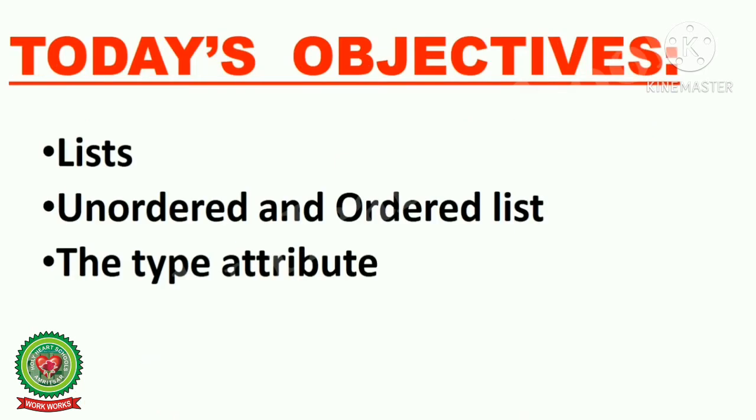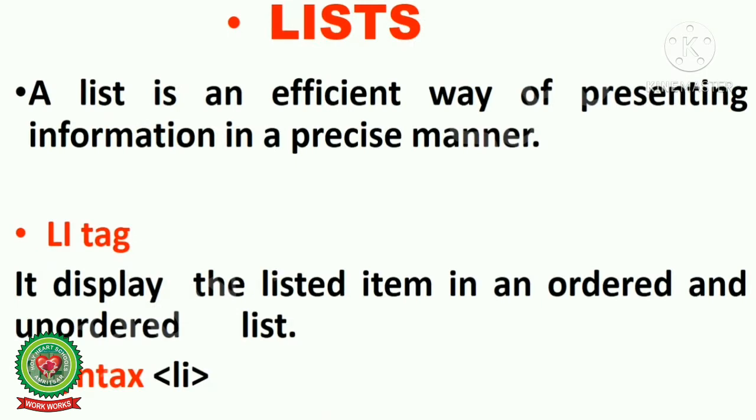So in today's class, we will learn about lists, unordered and ordered list, and the type attribute. A list is an efficient way of presenting information in a precise manner, and the short form of list is LI. Now, the LI tag displays the listed item in an ordered and unordered list, and the syntax of this LI tag is LI with angular brackets, and it is optional to use the closing tag in LI.